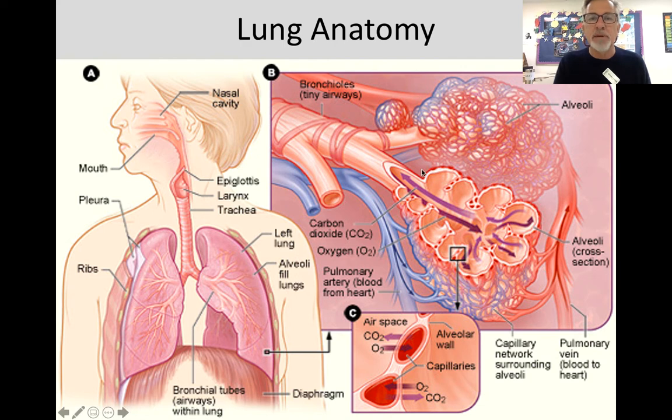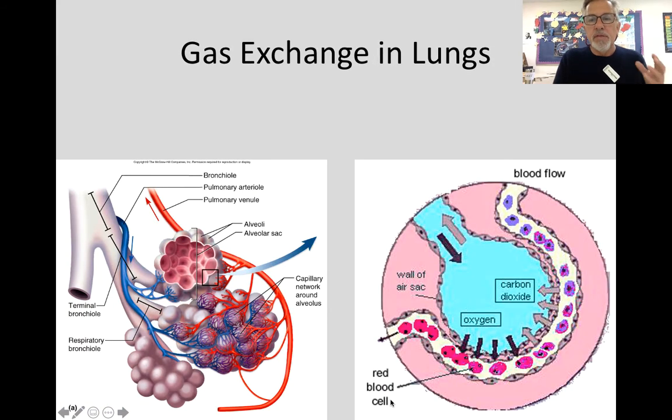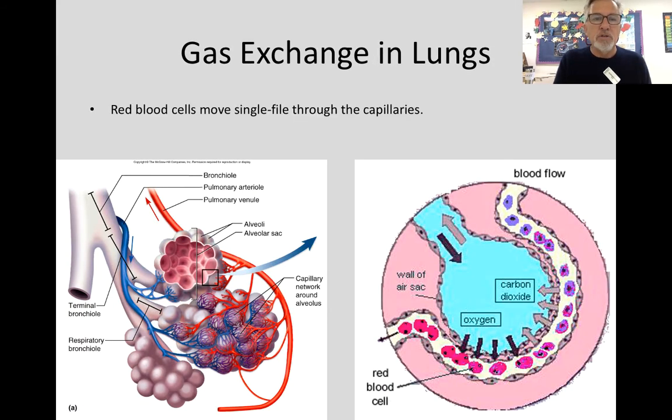Here, once again, is the picture of the bronchioles getting ever smaller, terminating in this cluster of grapes we call the alveoli, surrounded by a capillary network or capillary bed. The gas exchange occurs as follows. The red blood cells actually move through the capillaries of the alveoli, single file. This, therefore, enhances the ability for gas exchange to occur.